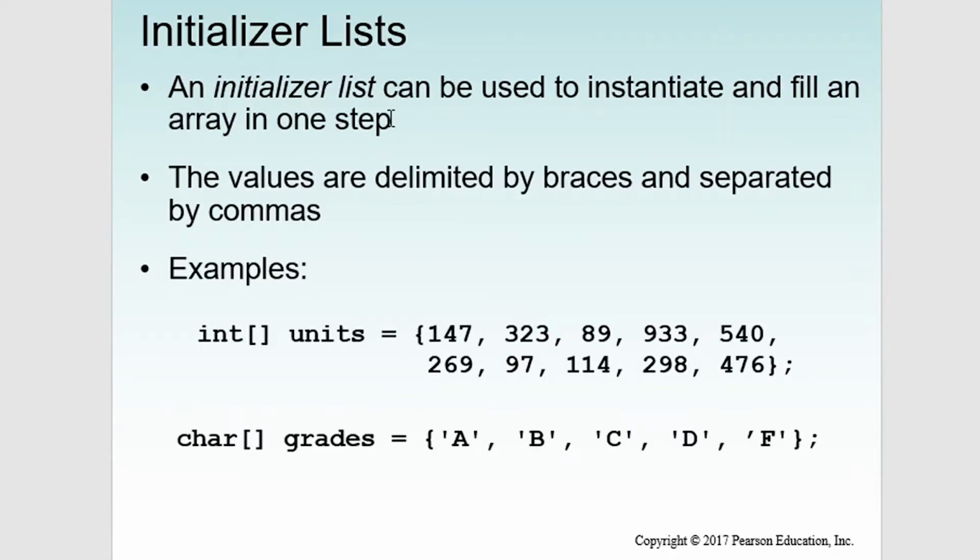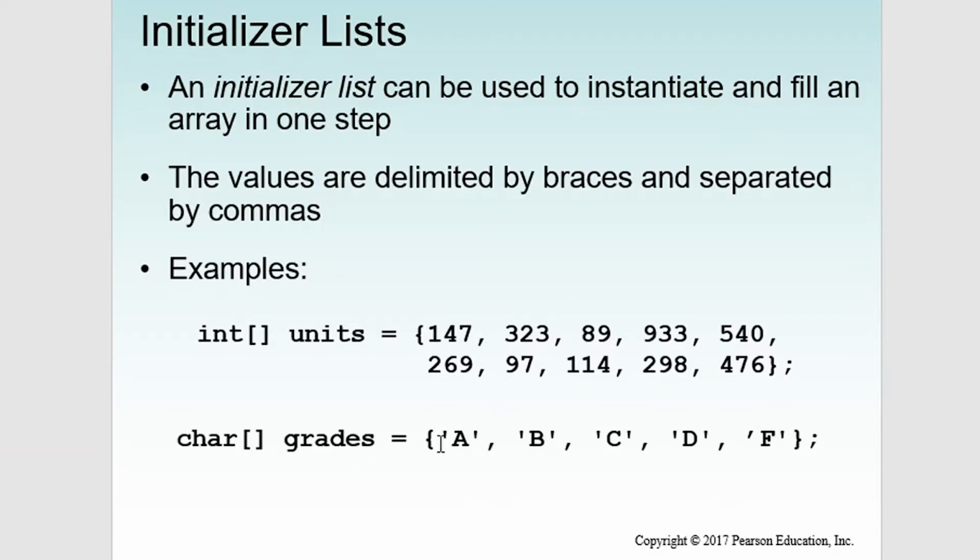Initializer list. An initializer list can be used to instantiate and fill an array in one step. The values are delimited by braces and separated by commas. Examples. So they have an int array, they have their braces, here's the open, here's the close. Each value is an integer followed by a comma.